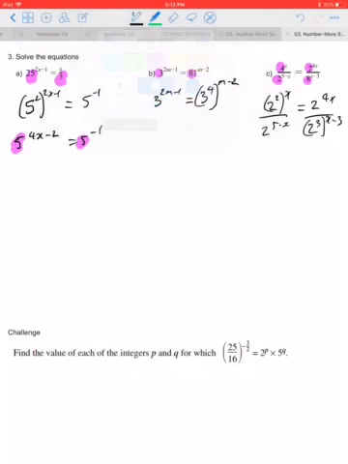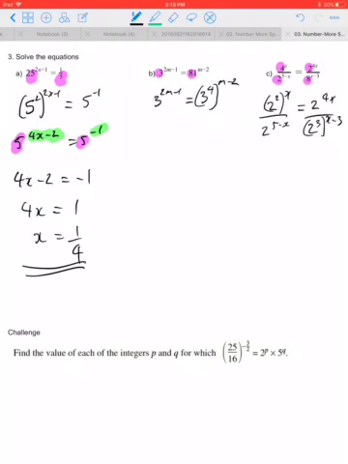So we obviously have to make the exponents match as well, because left hand side matches right hand side. So then that's an easy linear to solve. 4x minus 2 equals negative 1. 4x equals, what's that, 1. x equals 1/4. I mean, you can check that on your calculator if you want, but maybe no need.